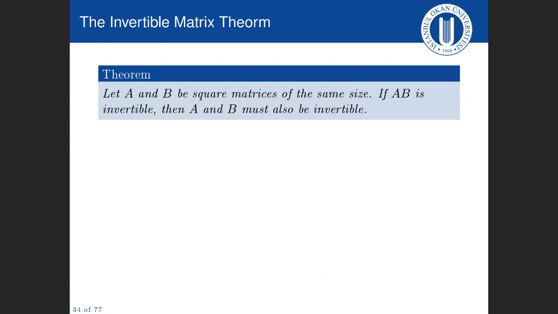Let A and B be square matrices of the same size. If AB is invertible, then A and B must also be invertible. Now we've seen this the other way. We've seen that if we multiply two invertible matrices together, then their product is invertible, but this is going the opposite way. We're starting with the knowledge that AB is invertible, and then we're going to use that to show that both A and B are also invertible.